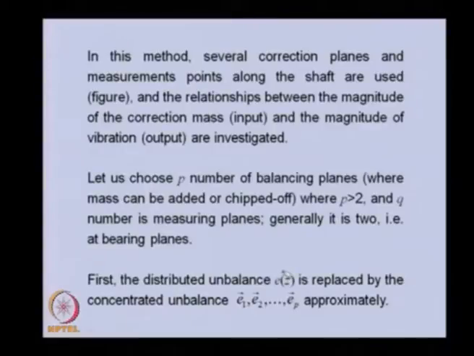Now, let us assume that the rotor has residual unbalance which is distributed along the shaft as e(z). So, a continuous rotor will have this kind of variation of the unbalance. Now, we are replacing this particular unbalance with an equivalent concentrated unbalance, that is p number of unbalances. Basically, we want to find out, corresponding to this distributed unbalance which is actually present in the rotor, what is the equivalent if we want to keep it in the correction planes which we have chosen, so that we can balance the rotor.